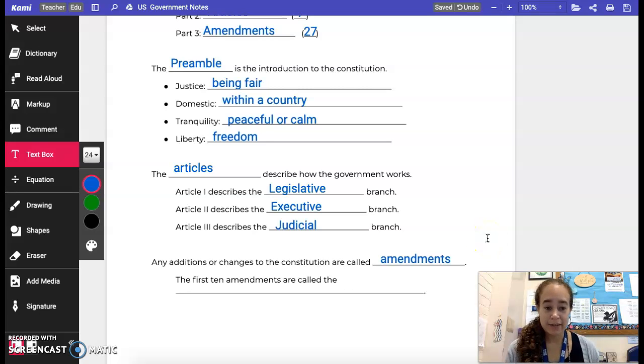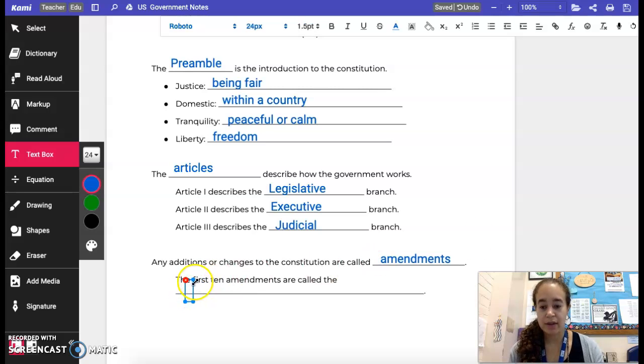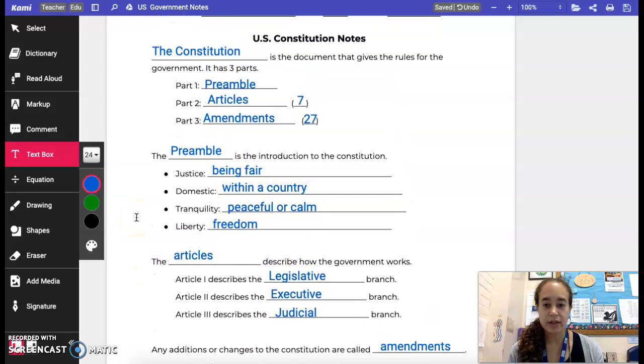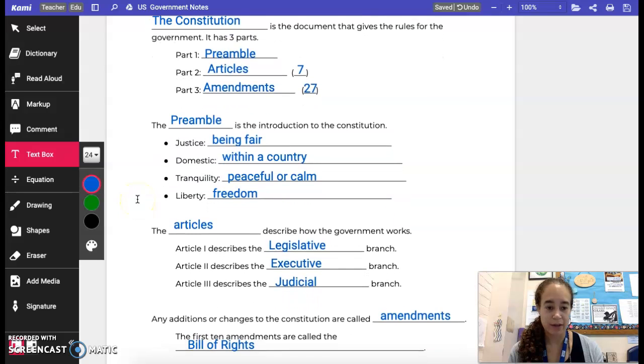There are 27 amendments. There's a special name for the first 10 amendments because those were all passed at the same time. Those were passed 3 years after the Constitution was passed. And we call those the Bill of Rights. We're going to take more notes about the 3 branches of government, and we'll look closer at the amendments to the Constitution in other assignments. But for your note taking, you can use this video to fill in the blanks if you haven't finished this page yet.